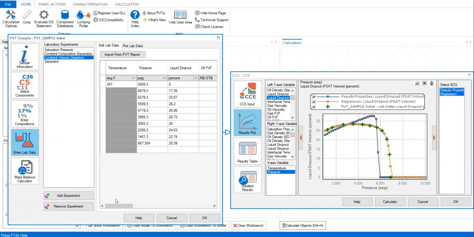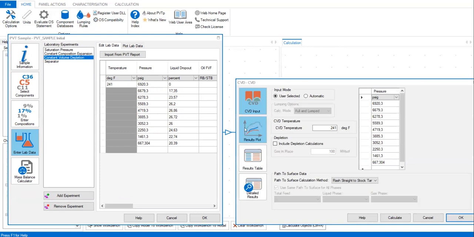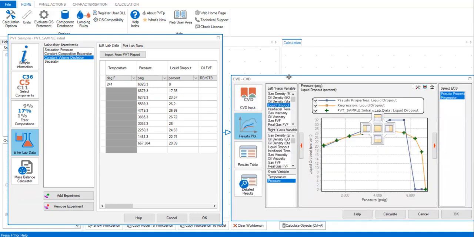If we get poor matching for the CVD test, then maybe we want to perform another regression run to achieve a good match for everything: the separator test, the CCE, the saturation pressure, and of course the CVD as well. Okay, so let's close this CCE. Now let's go to CVD. Results plot. And there you go.